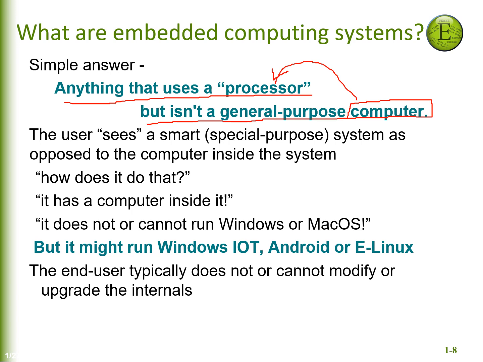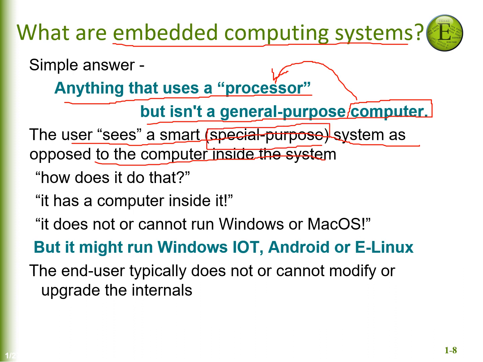So in this case, when we talk about the embedded computing system, it means that it uses a processor, but it's not a computer. In some sense, the user using the embedded system sees a special purpose system as opposed to a computer inside a system. So here we're talking about a special purpose in contrast with the general purpose system.